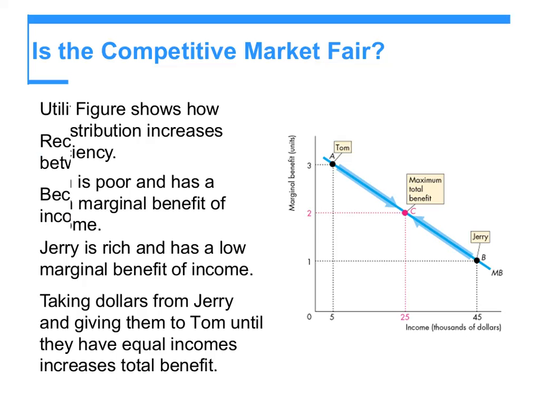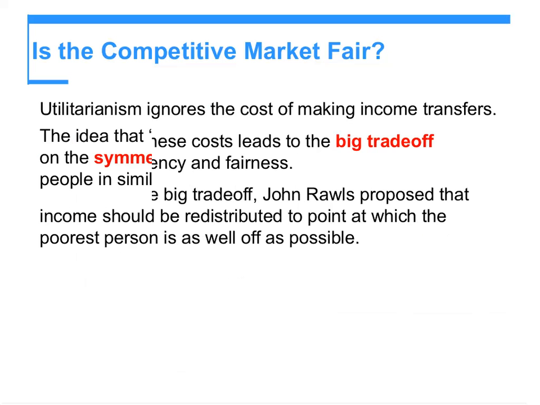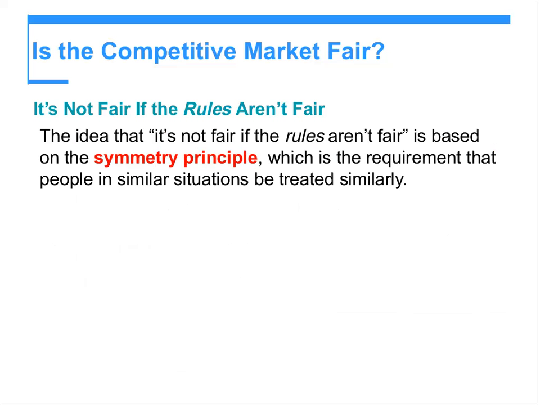Maximum possible. So let's talk about the next question, which was actually the next school of thought. You remember we're talking about "it's not fair if the result is not fair." This is "it's not fair if the rules are unfair." The idea that it's not fair if the rules are unfair is based on the symmetry principle.